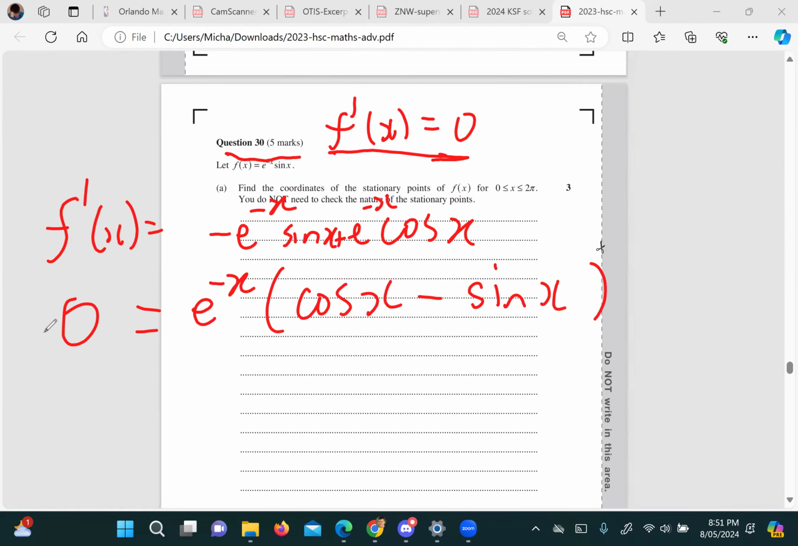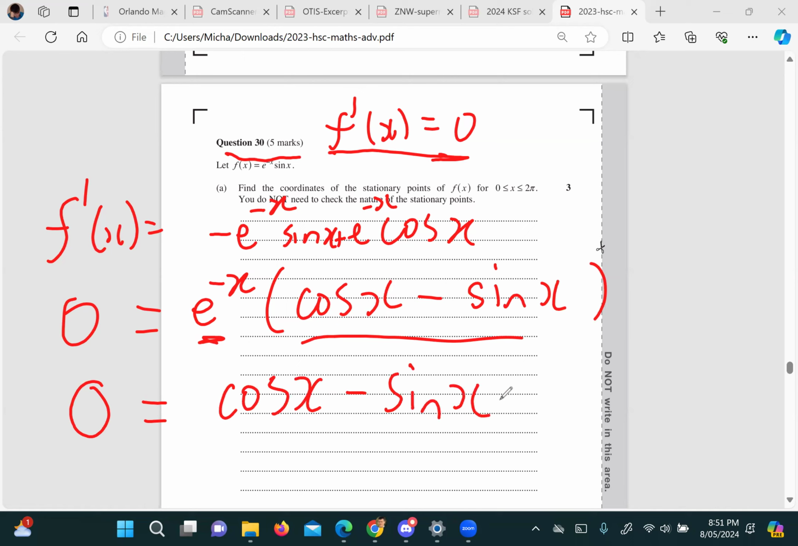Since e to the x is always positive, there will be no value for that section of the equation to equal 0. Excellent. That's very good. So this factor is never 0, so it's only the other factor that could be 0. Or you can say you can divide by that. There are lots of ways of getting to this. You know what to do here? You can add sin x to both sides and divide by cos x.